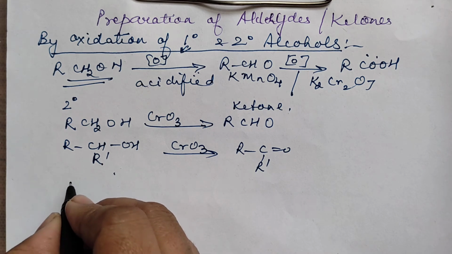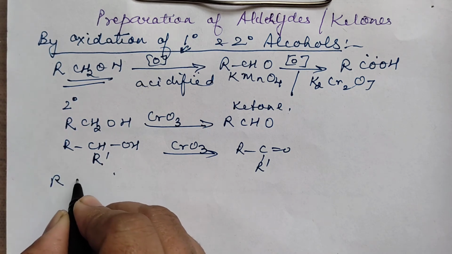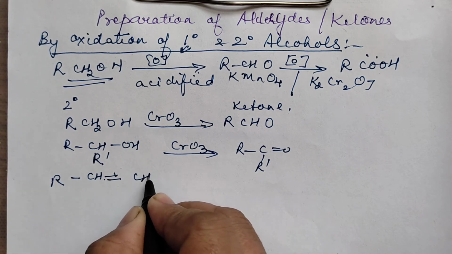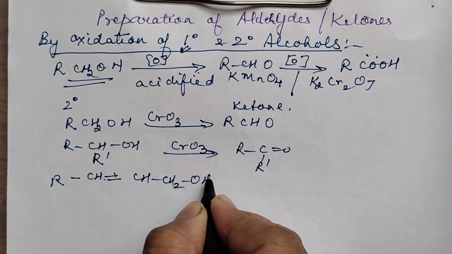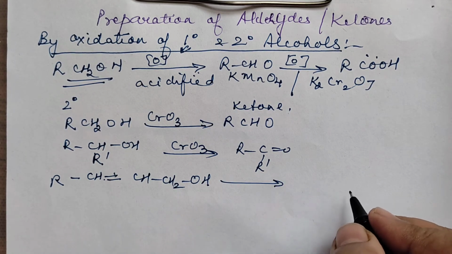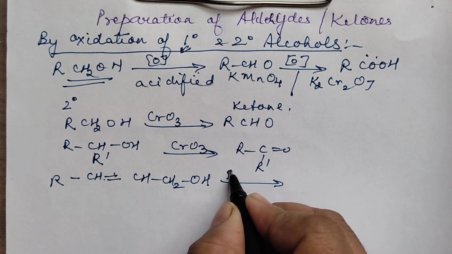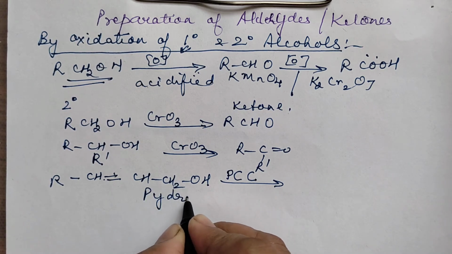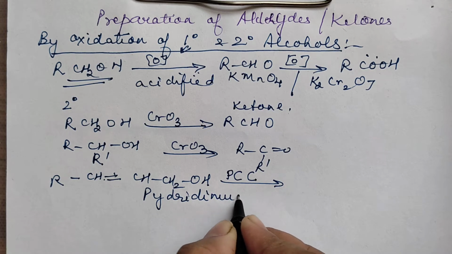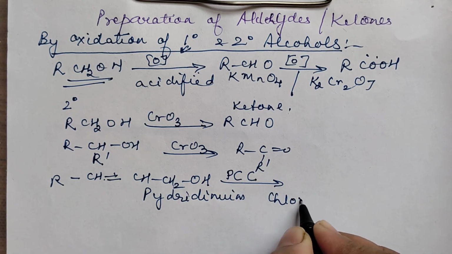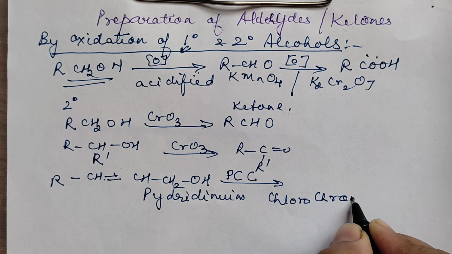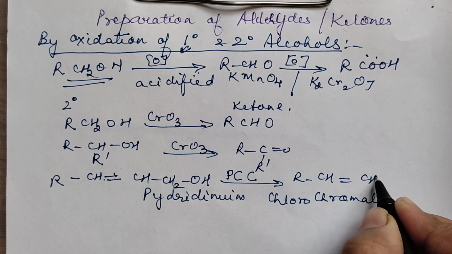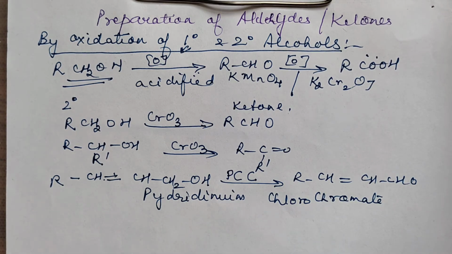Then suppose I take R-CH=CH-CH2OH, with a double bond, and of course a primary alcohol, and I want to prepare aldehyde. Then there is another oxidizing agent, PCC, that is pyridinium chlorochromate. If we are using this, then nothing will happen to the double bond. It will remain as such, and instead of alcohol, you will now have aldehyde.